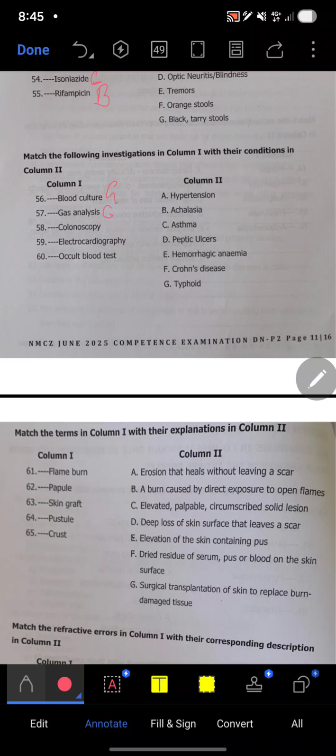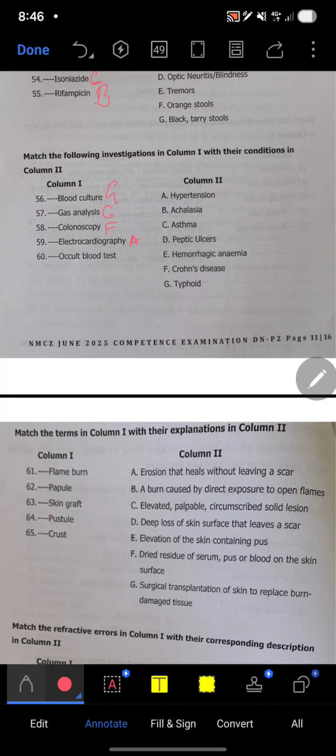58, colonoscopy, the correct answer of course is F, which is Crohn's disease. And 59, which is electrocardiography, the correct answer is A, which is hypertension.